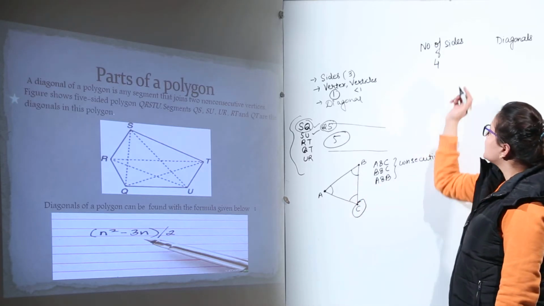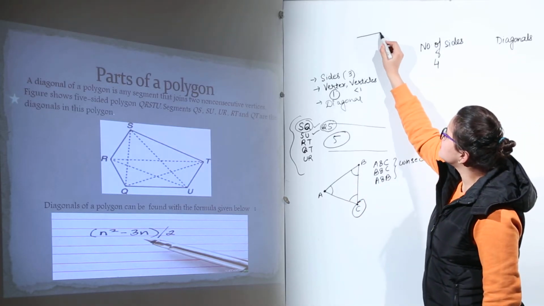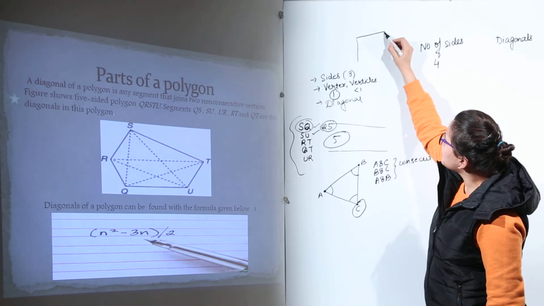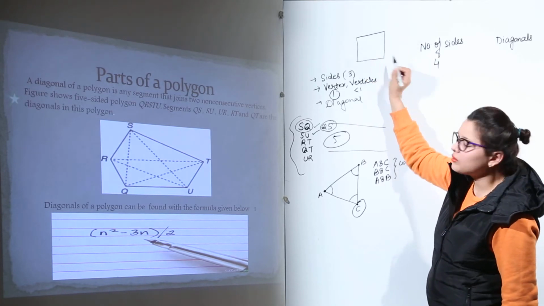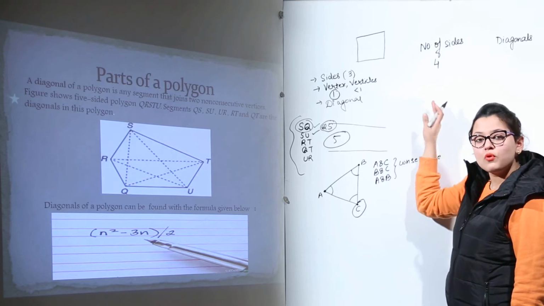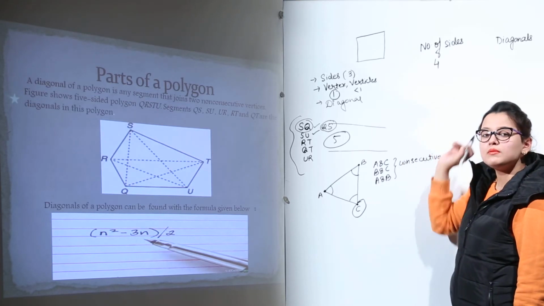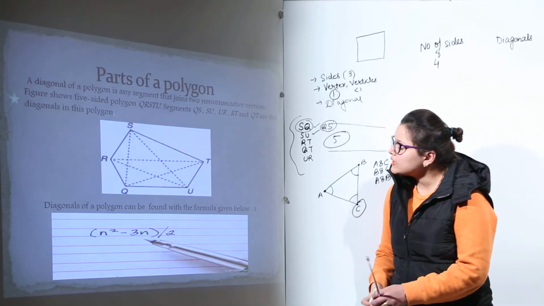Now you can check that if a shape has 4 sides, that is this way, I am making any 4-sided figure, it could be anything. Now for 4 sides, how many diagonals are possible? We are going to apply this formula.